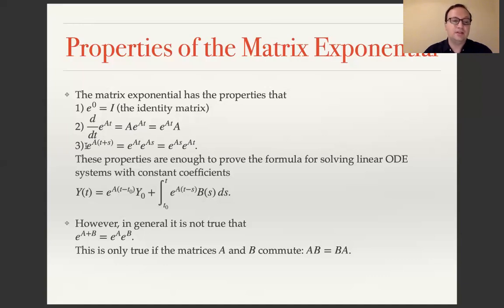And finally, e to the A times (t plus s) is equal to e to the At times e to the As, and it's equal to e to the As times e to the At. So e to the At and e to the As commute for any two real numbers t and s, actually even for any two complex numbers t and s. And their product is e to the A times (t plus s).